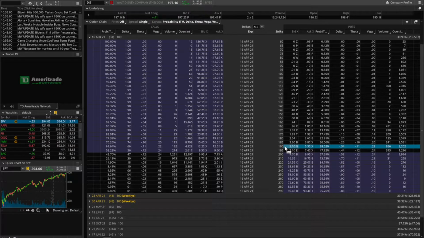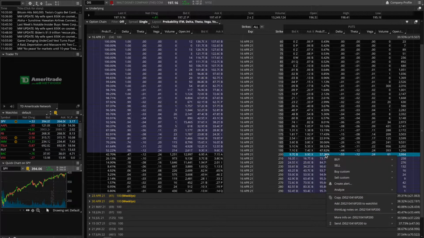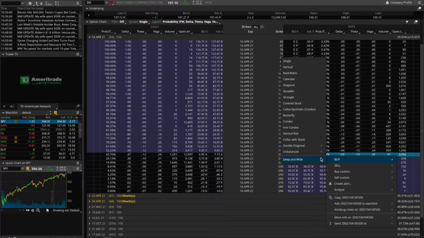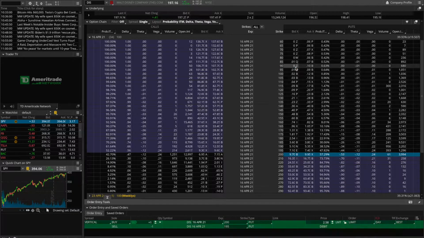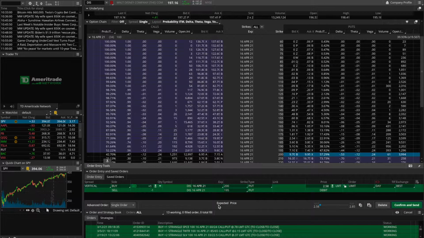So let me go ahead and set up this order so you know how it looks. I'm going to right click on the 200 strike put option and go to buy and then go to vertical, and that's because debit spreads as well as credit spreads are also just referred to as vertical spreads. So I'm going to buy a vertical here, and that brings up the order, and you can see we're going to buy one contract, April expiration, put option with a 200 strike, and then at the same time we're going to sell one contract, same expiration, and this put option is going to have the 190 strike.